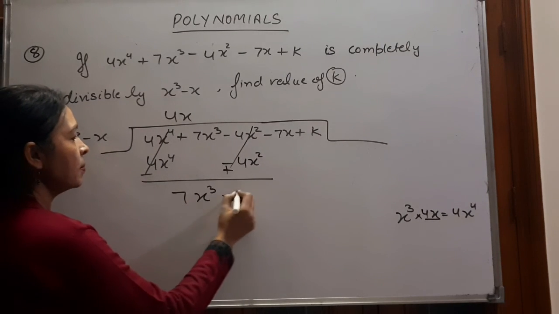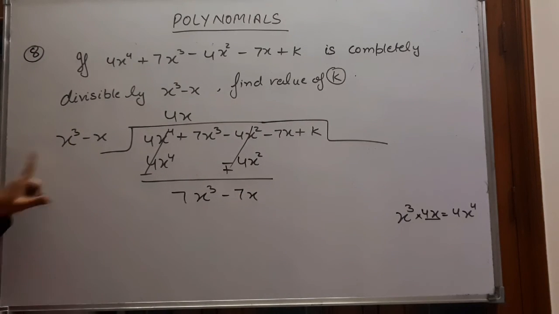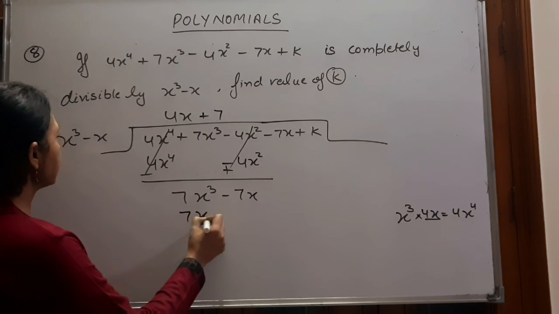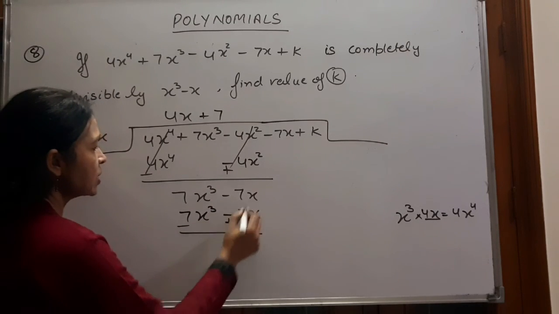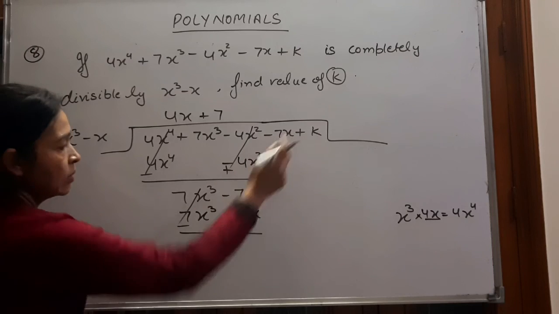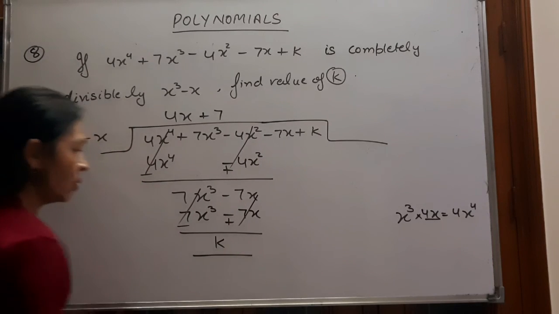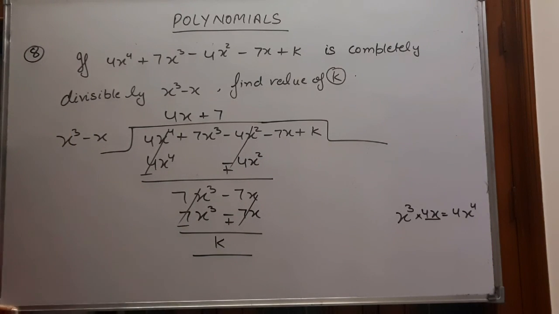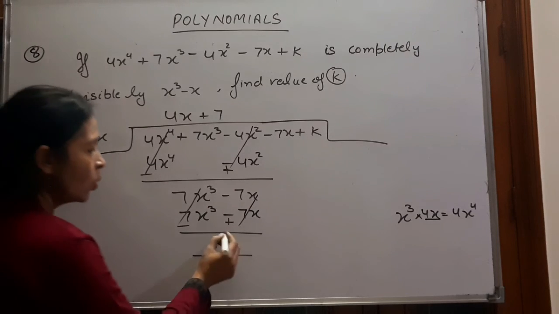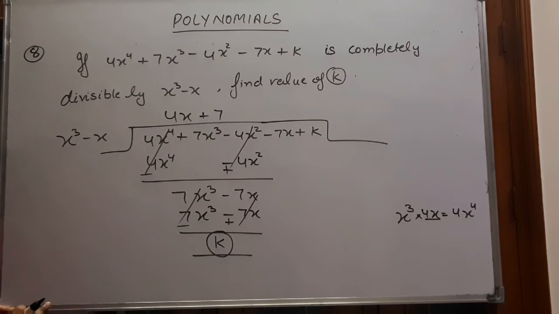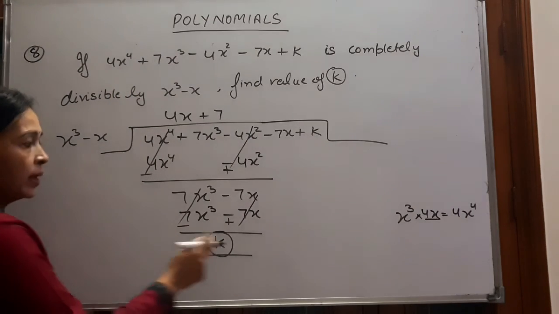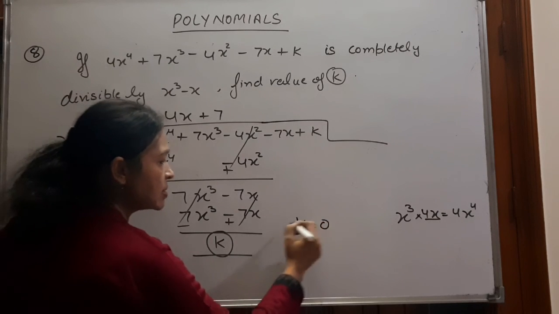We have 7x to the power 3 minus 7x. We have x to the power 3. We need 7x cube. We will multiply with 7. We have 7x to the power 3 minus 7x. Sign changed, cancelled. What is left? K. Now, this is constant. Division is complete. Now, if the polynomial is completely divisible by the cubic polynomial, the remainder must be 0. It means the value of k is 0.